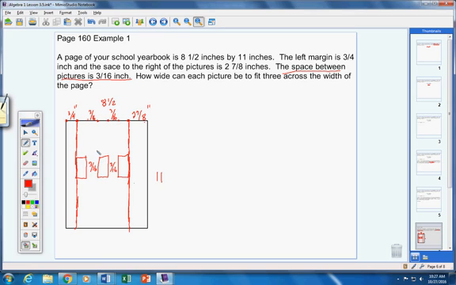Got it? So I'm going to do something here. See how wide this picture is? See that? That's that space right there in blue. See how wide this picture is here? That's the space in blue. See how wide the picture is here? That's the space in blue. So I know exactly what I'm going to do.